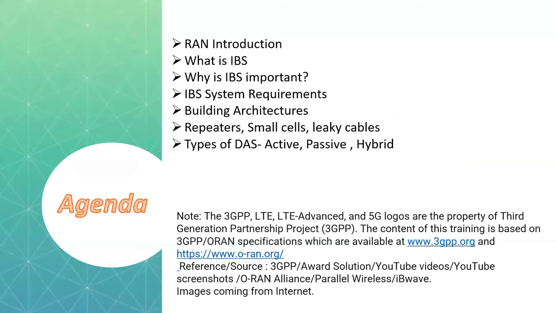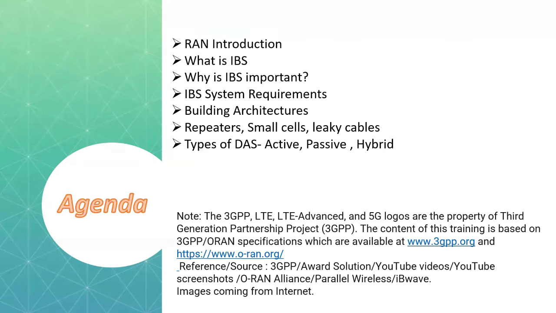So in this webinar, we'll talk about these main topics. First of all, we'll go through RAN introduction. So we'll see what are the various parts of RAN and how RAN evolved from 1G to 5G. Then we'll talk about what is IBS, In-Building Solutions. Why is IBS important, right? And then we'll talk about IBS system requirements. What are the coverage requirements, capacity requirements, and the interference requirement?